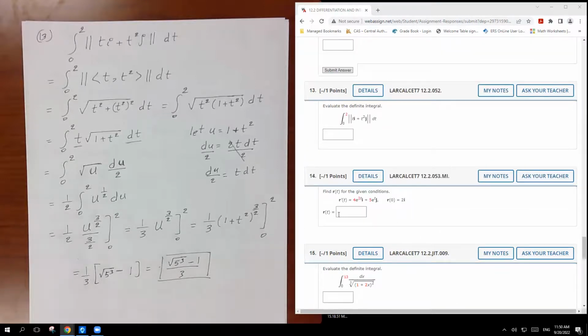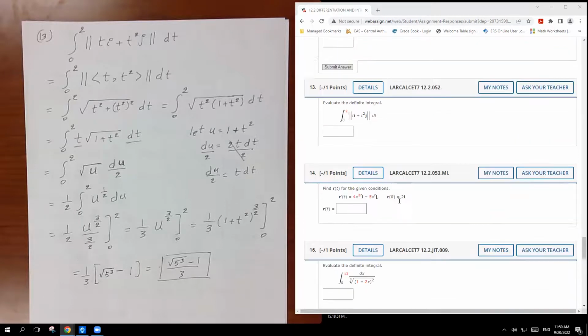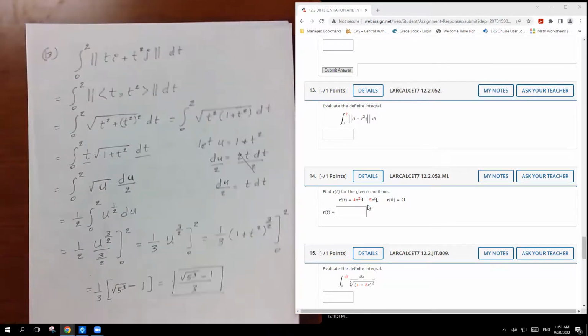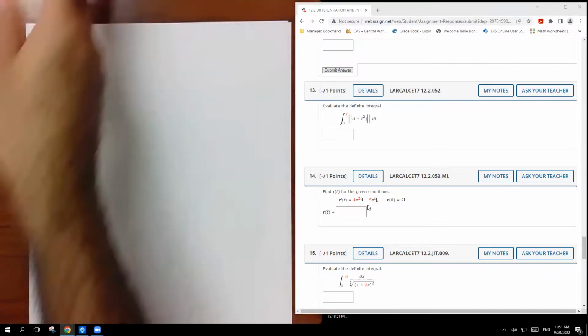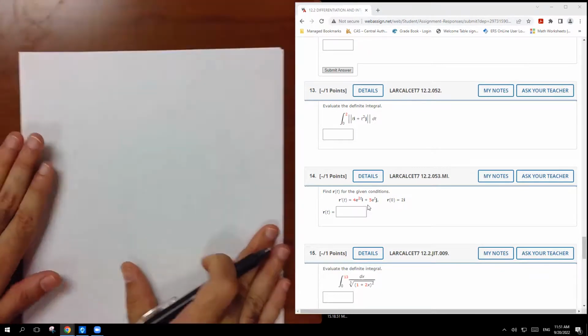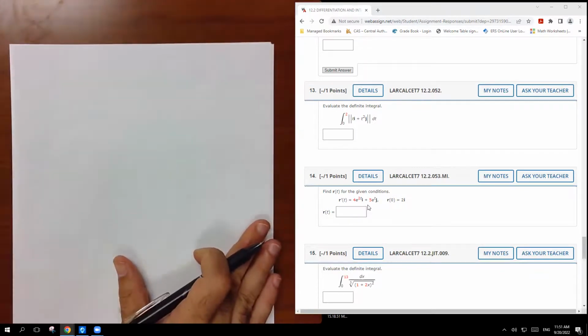Next example: find r of t for this function. But there is something different with this one. We have r of 0 equal to 2i. Find r of t. We have the prime, and we need to find r of t. Let's check what's the difference with this one. Example 14. If you look here, that means we're going to find the integral.